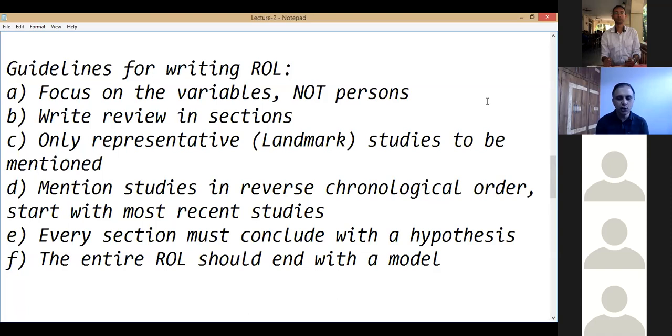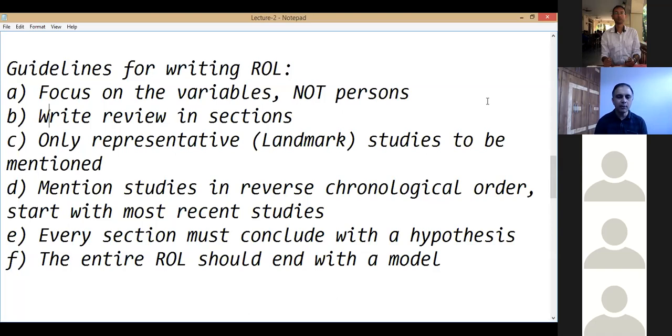But if there is a new variable, that will be even more relevant. The studies which provide new variables or new insight, those I am calling landmark studies. The studies which are just validating, that's okay. That simply tells us that something valid in Karnataka is valid in Odisha also. But no new variable. So any study talking about a new variable or a new relationship, I'm calling them representative studies as of now. You should mention these studies in reverse chronological order.